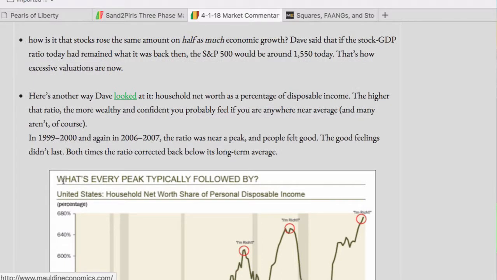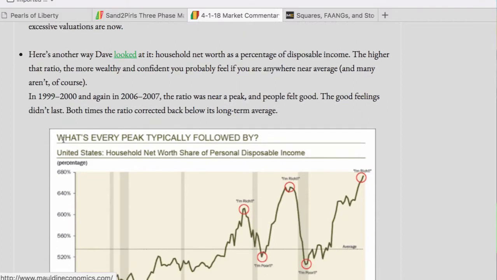How is it that stocks rose the same amount on half as much economic growth? Dave said that if the stock GDP ratio today had remained what it was back then, the S&P 500 would be around 1,550 today. That's how excessive valuations are now.